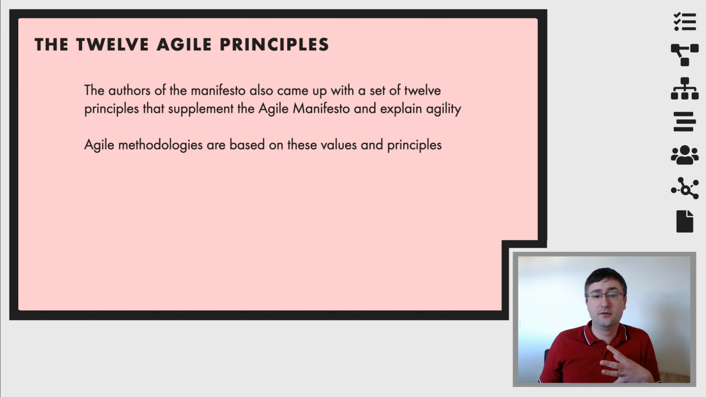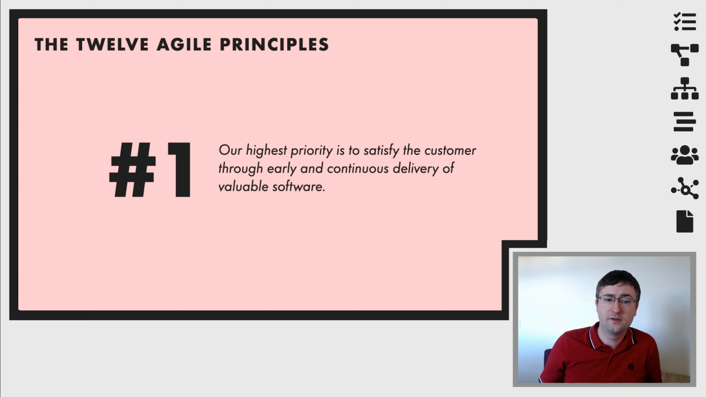As well as those 4 ideas, we've got our 12 different Agile principles. And the authors of the Agile Manifesto came up with these principles that really try and supplement the manifesto itself, and then use these as a way to build different Agile methodologies. We'll go through each of these as well. So the first one is that our highest priority is to satisfy the customer through early and continuous delivery of software.